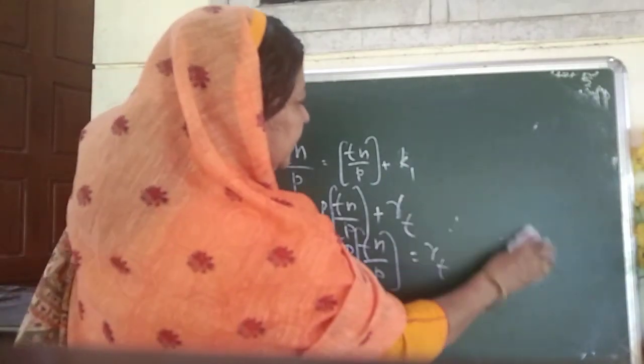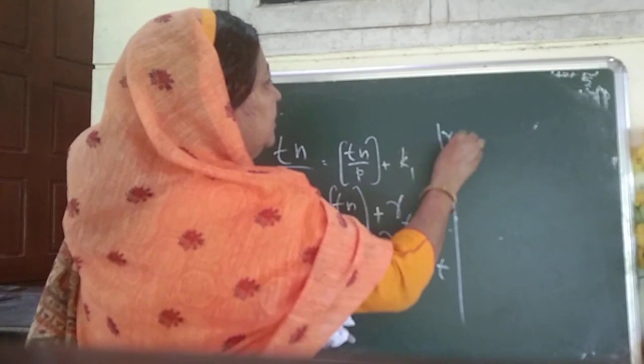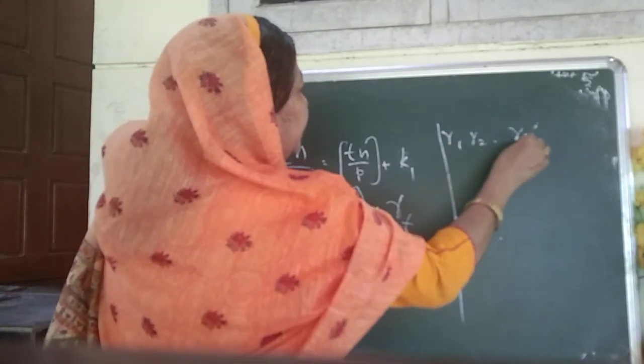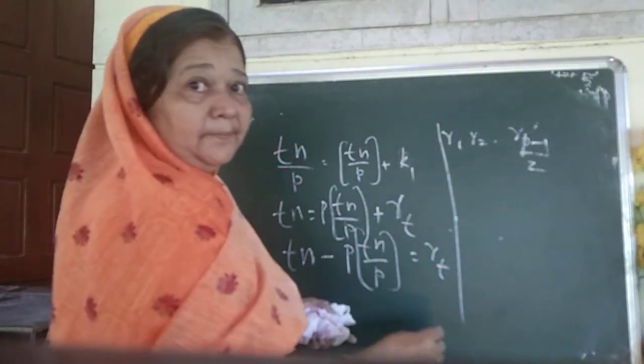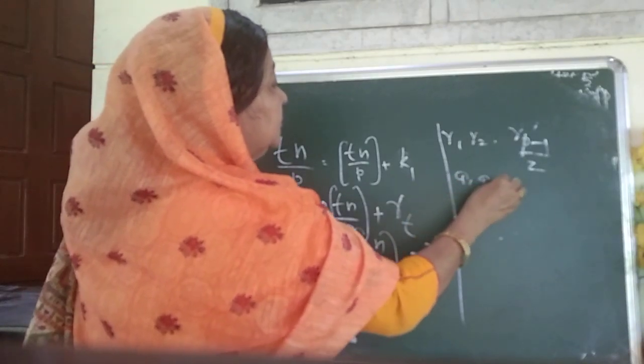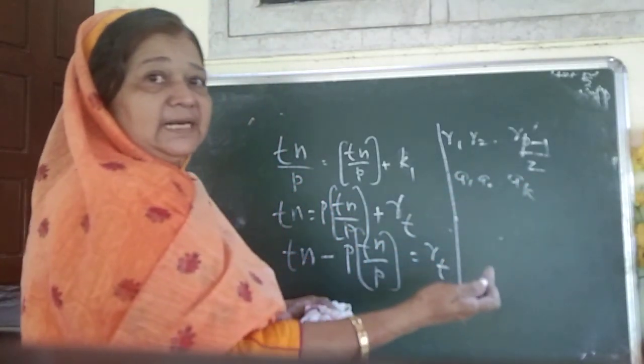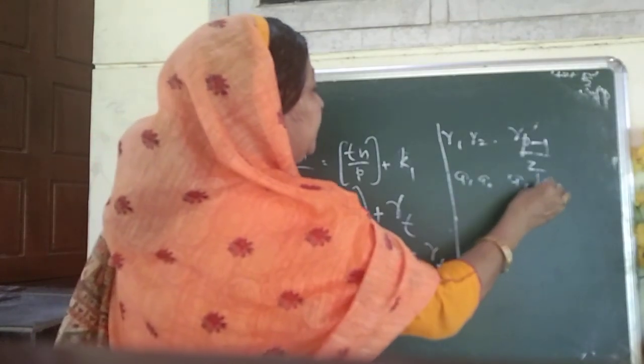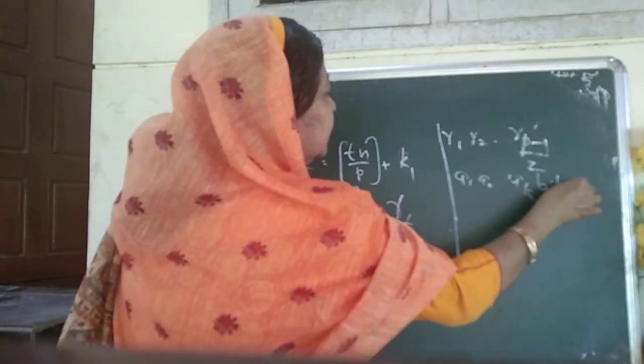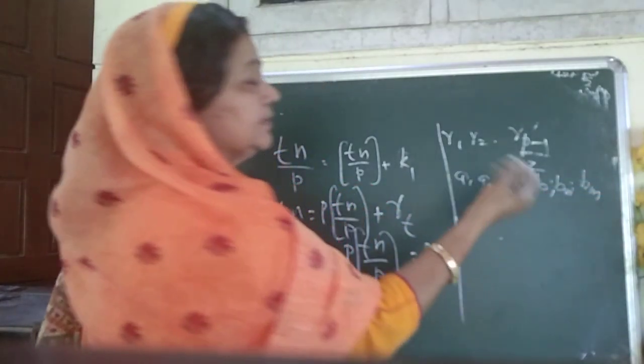Just as in both cases, we know R1, R2, etc. to P minus 1 by 2 are nothing but A1, A2, etc. AK, which are less than P by 2, and B1, B2, etc. Bm which are greater than P by 2.